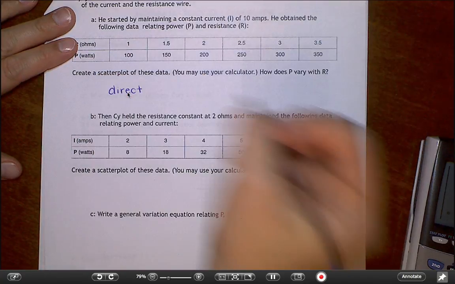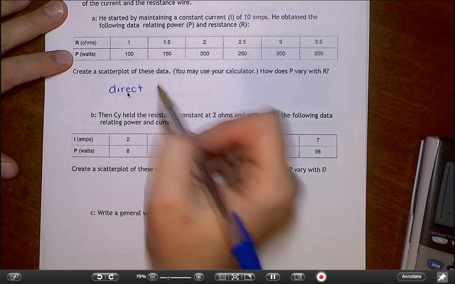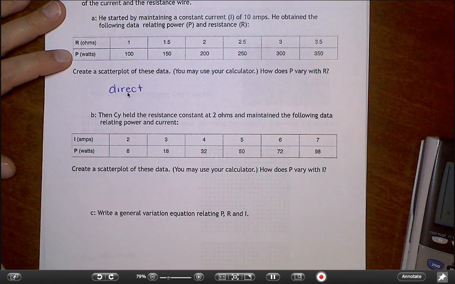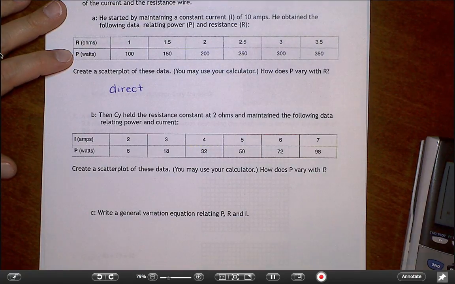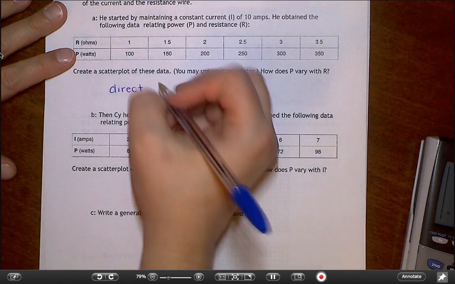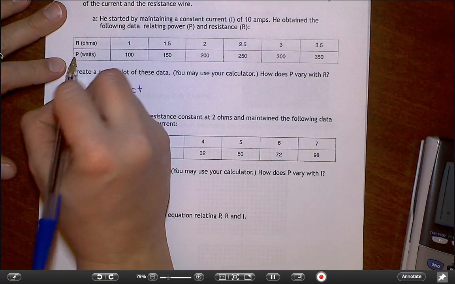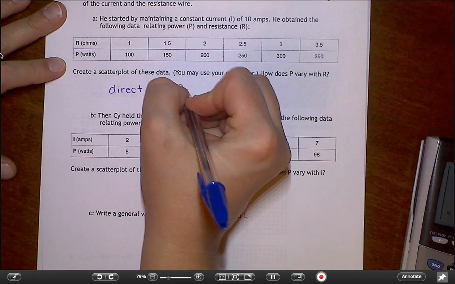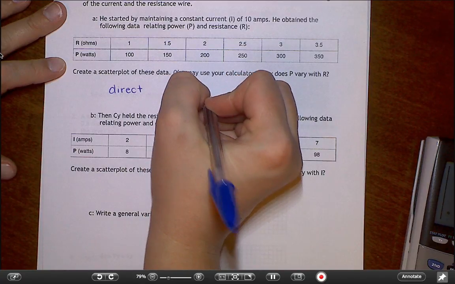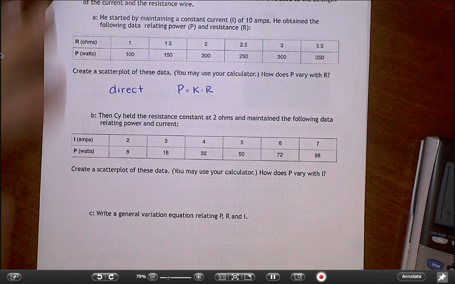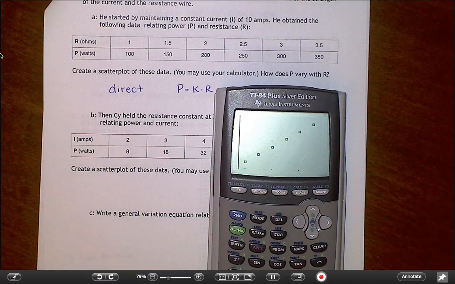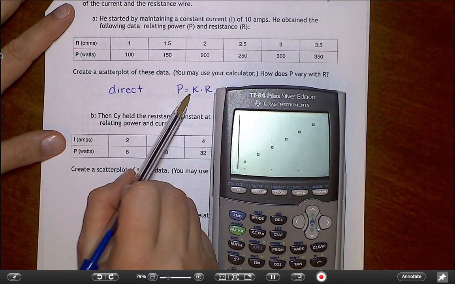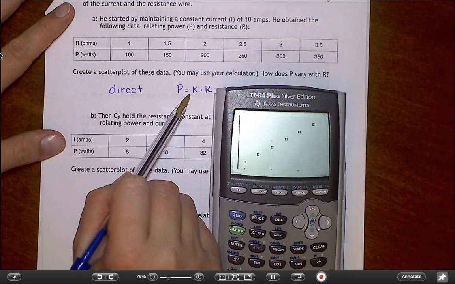Okay. And I'm going to go one step further. I'm actually going to write just a general variation equation. We know that if this is direct variation and it's linear, this is like my y. This is my dependent value. So I'm going to start with that, and I'm going to say this is P equals K times R. Once I know this is linear, I know that this is what my equation is going to look like.